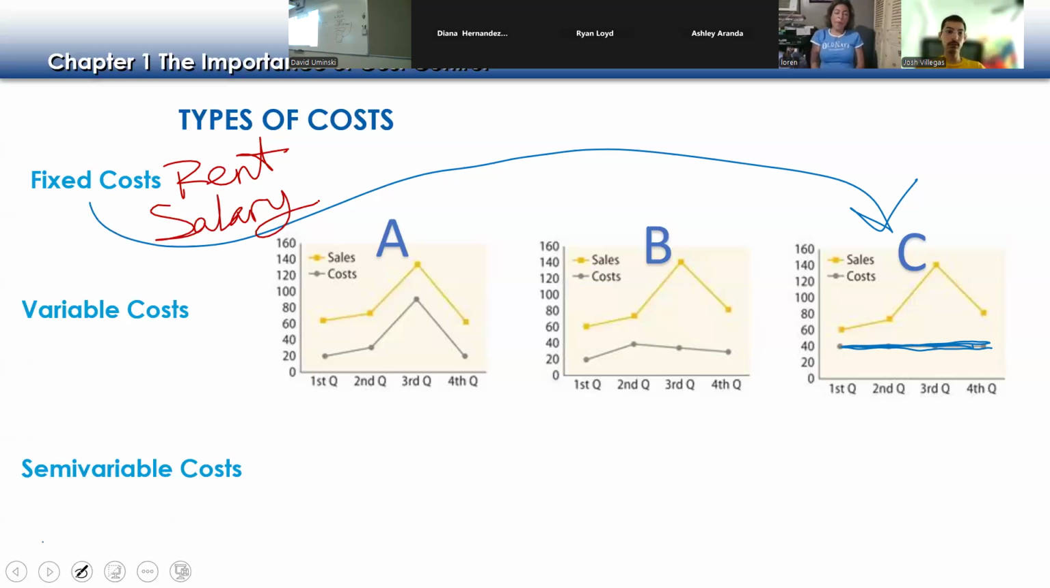What about variable cost? B. Oh, you said variable? Variable, yep, it'll be A. It is A.